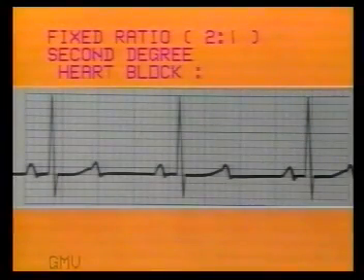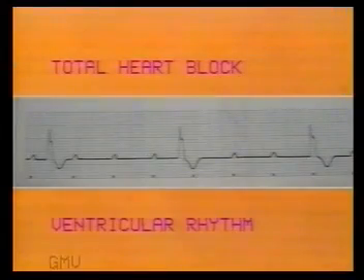Fixed ratio AV block. The third type of AV block has already been studied by us with supraventricular tachycardias. Here, the ventricles respond to every second, third or fourth impulse, giving 2 to 1, 3 to 1 or 4 to 1 AV block. This ECG shows a QRS complex following every second P wave. This is 2 to 1 AV block. This is a fixed ratio AV block. The PR interval is normal and constant.